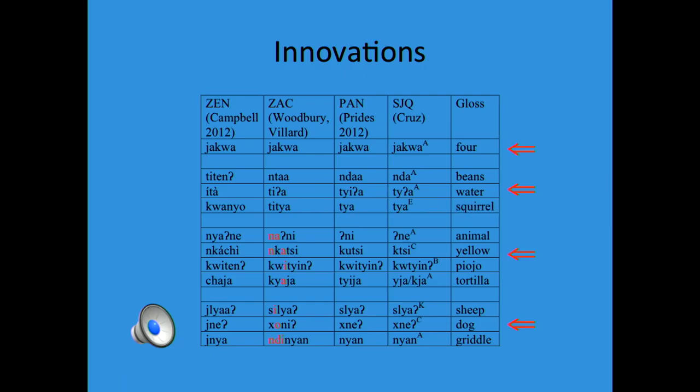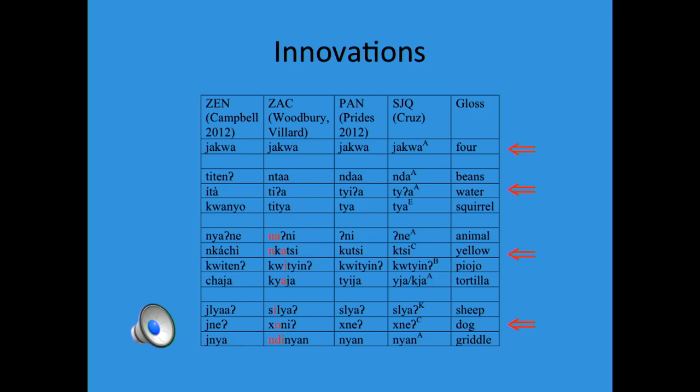So those are, I can see, beans, water, squirrel. If you can see, between Sensontepec and Zacatepec, they're different words. But they're the same words in the Eastern Chatino. So as we said earlier, Zacatepec belongs to the Eastern Chatino, but is the conservative variety.